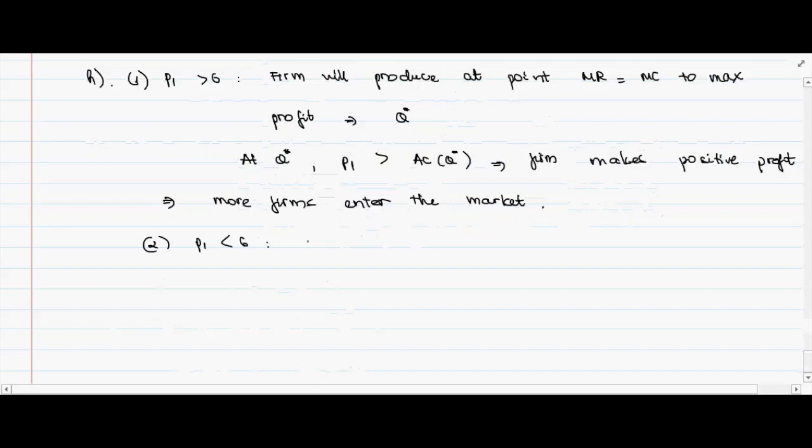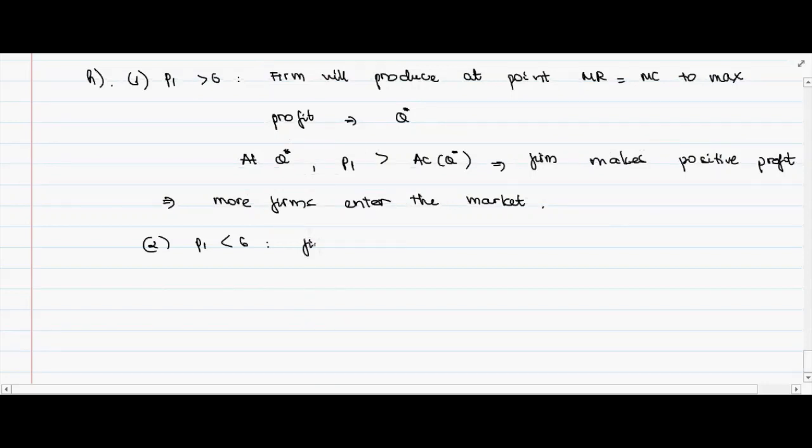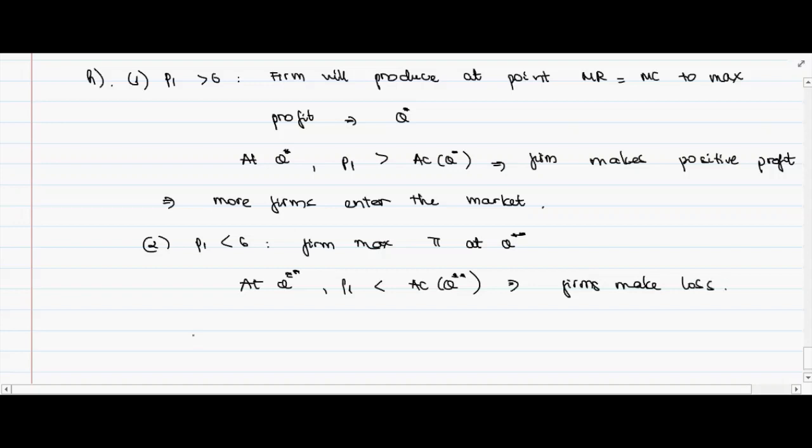Okay, so the firm produces for maximum profit at Q double star. And at Q double star, P1 is smaller than the average cost at Q double star. Okay, so therefore the firm is making a loss, or negative profit. Now if that's the case, then they will exit the market. Okay, now I wouldn't want to stay in the market if I'm making a loss, so the firm will exit the market.